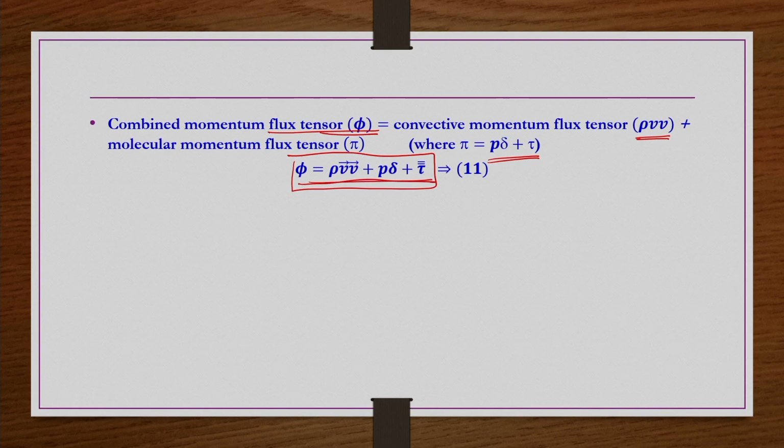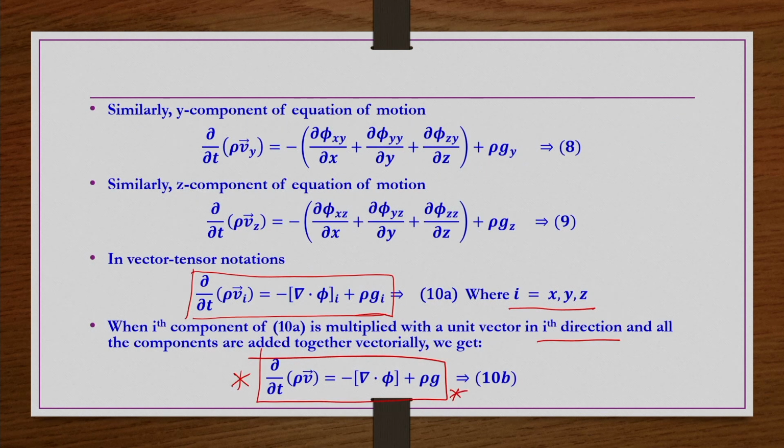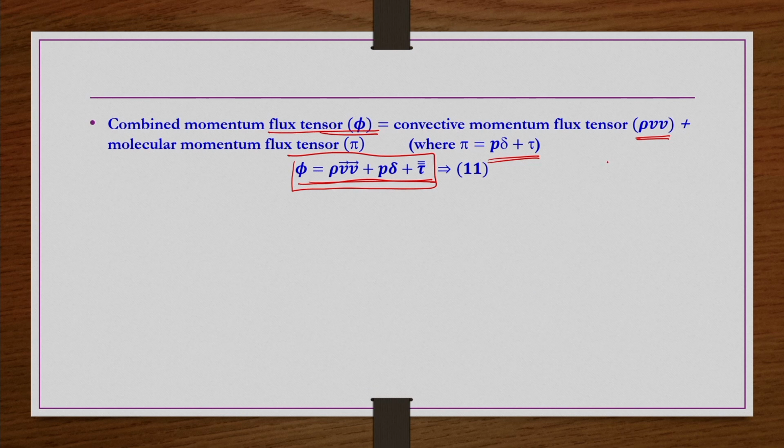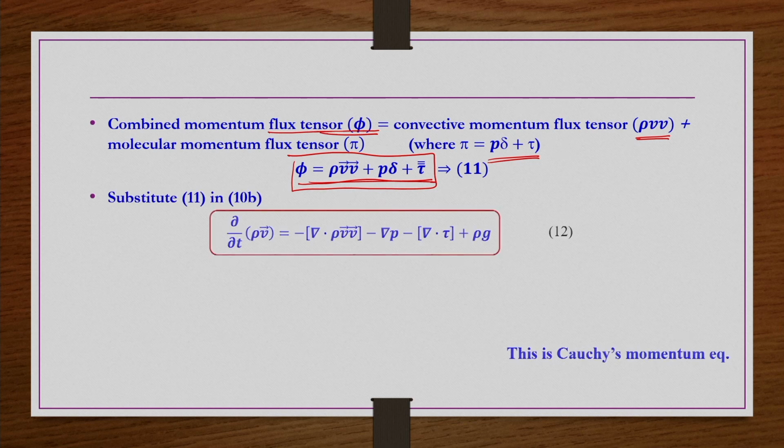Now, we have actually derived equations 10a and 10b, which we wrote in the previous slide; that is nothing but the complete momentum equation. Now, what are we going to do? We are going to substitute for this Φ. In equation number 10b we are going to substitute the Φ information. Equation 10b is nothing but ∂/∂t of ρv is equal to minus del dot Φ plus ρg. This is what we have.